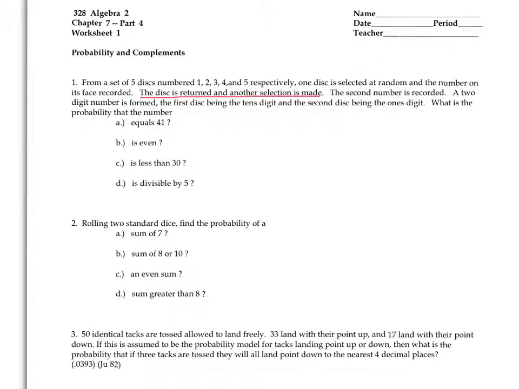Okay, equals 41. But before I do that, I'm going to figure out all the different denominators. The fact that I'm able to return that disc means that repetition is allowed. So I'm just going to put that off to the side here. My denominator will be 5 options for my tens digit and 5 options for my ones digit. So I have 25 possible outcomes for the denominator. Well, 41, how many ways are you going to get 41? Just one. 1 over 25. Or you can think about it as 1/5 times 1/5.